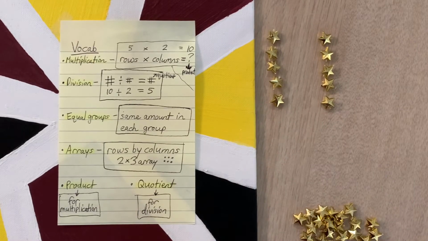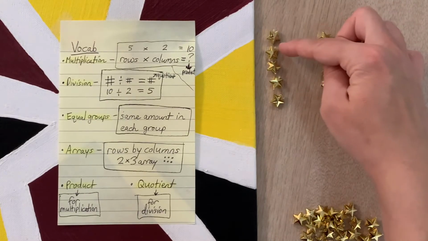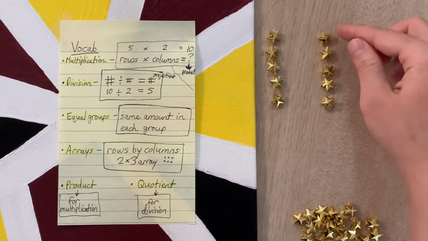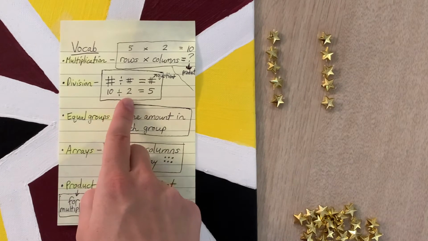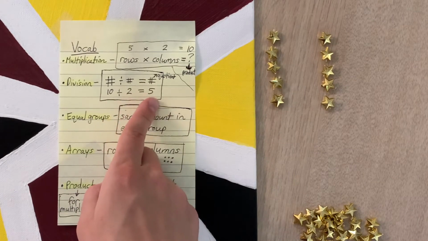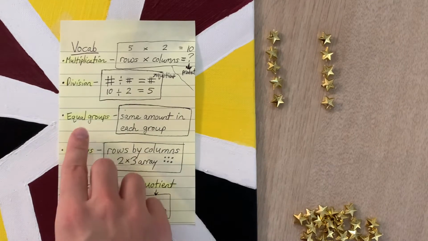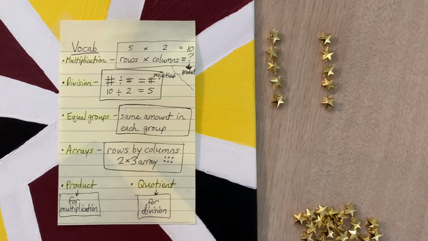Now we have to count up the number of stars in each group to give us our quotient, or our answer. So we've got 1, 2, 3, 4, 5, and 1, 2, 3, 4, 5. Okay, so we have 5 gold stars in each group. That's our quotient, or our answer. So that's what division is. You take your total number, you divide it by the number of groups, and it gives you the number that is in each group.